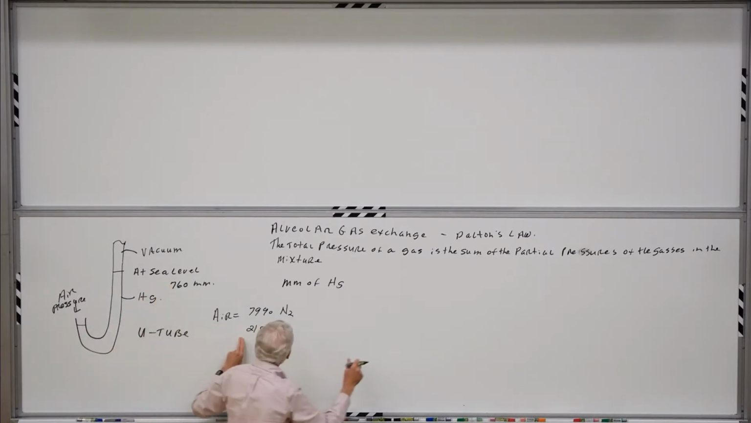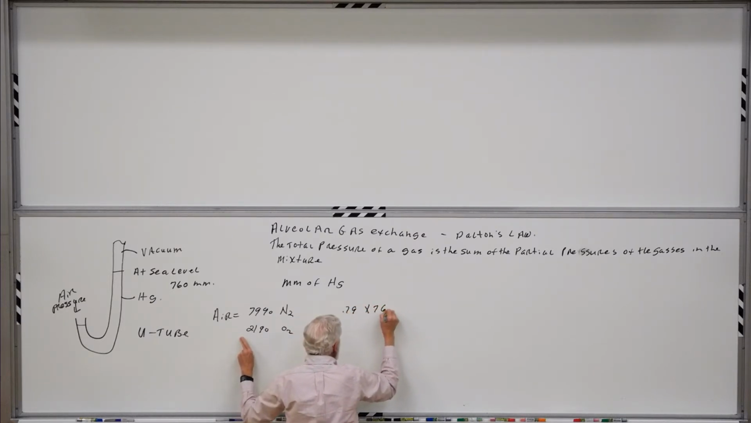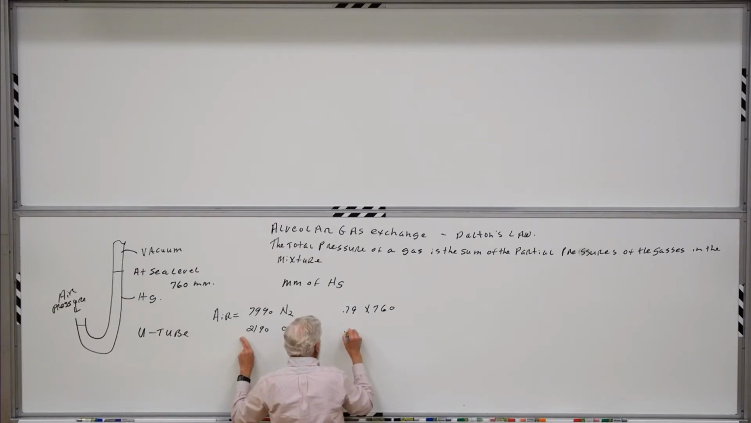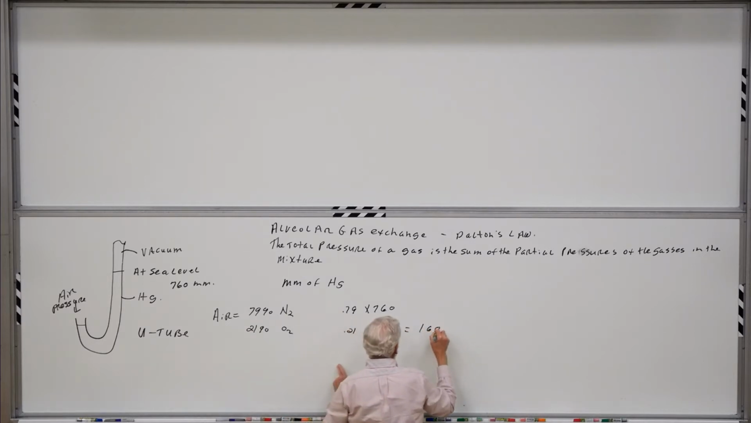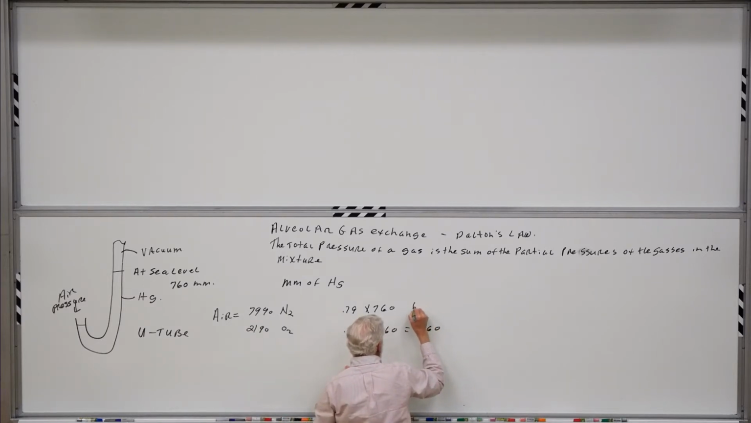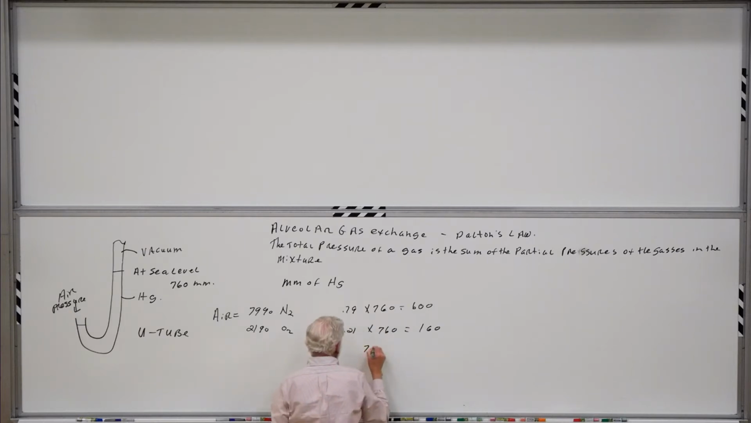And when we do this, we take 0.79 times 760, and we take 0.21 times 760. This is about 160. I think that's right. And then this is going to be about 600. Is that right? I hate doing math in front of people. Yeah, there it is, 159.6, 160, close enough.